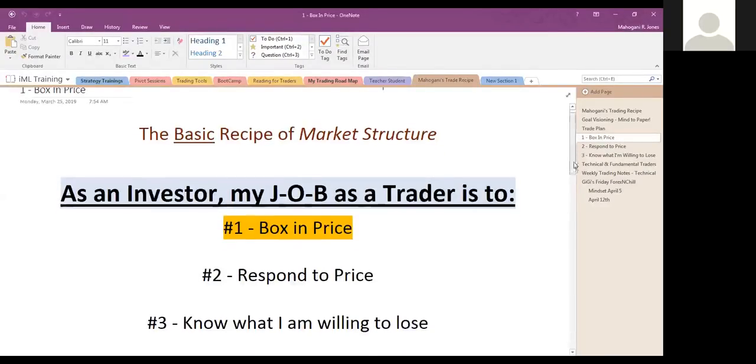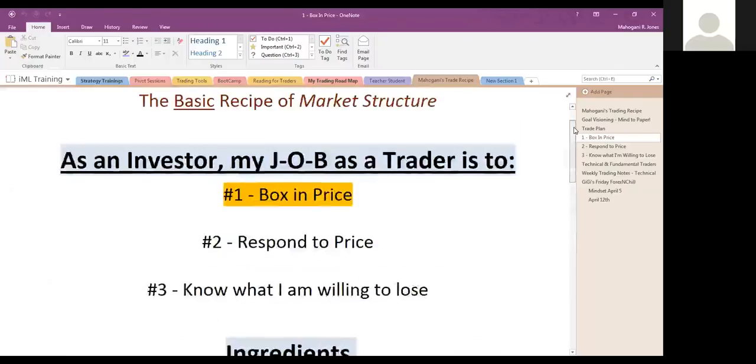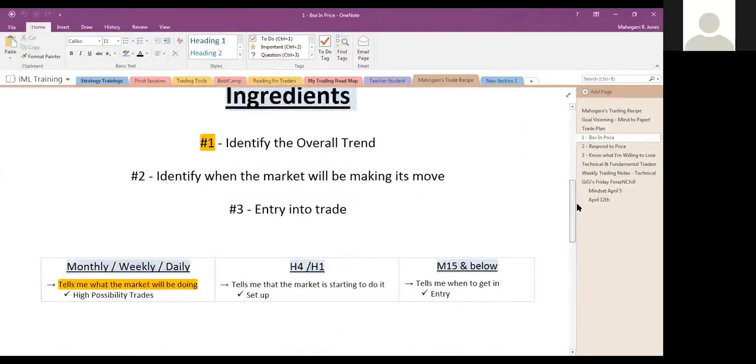Very easy, very simple. When it comes to what you need when it comes to trading, you've got to, number one, identify the overall trend. These are the ingredients when it comes to you doing your trading. Number two, identify when the market will be making its move. Number three, entry into trade. It's very simple. It's just 1, 2, 3 steps.